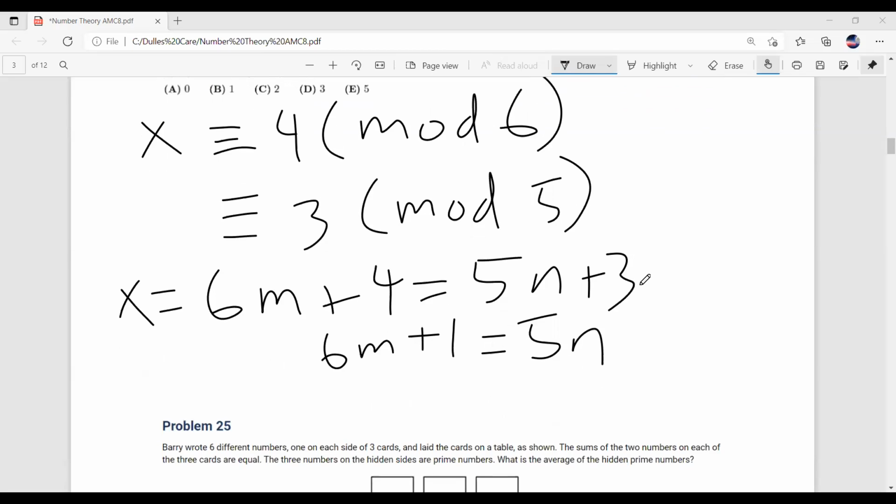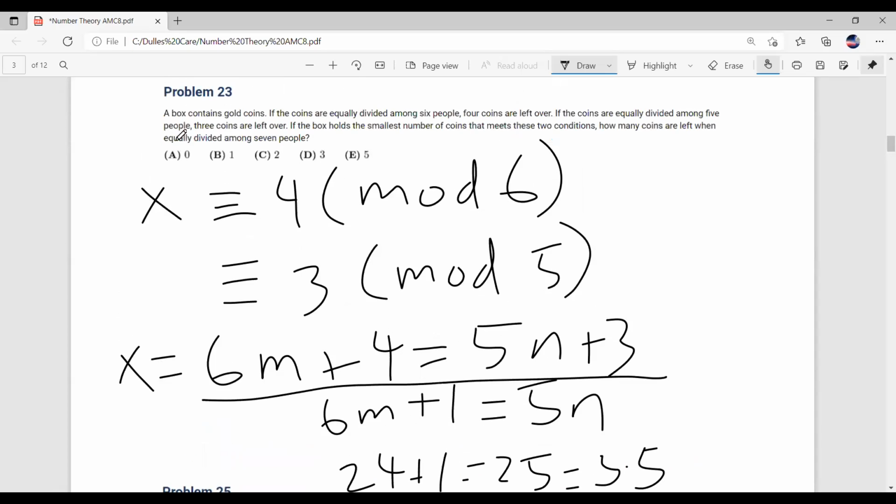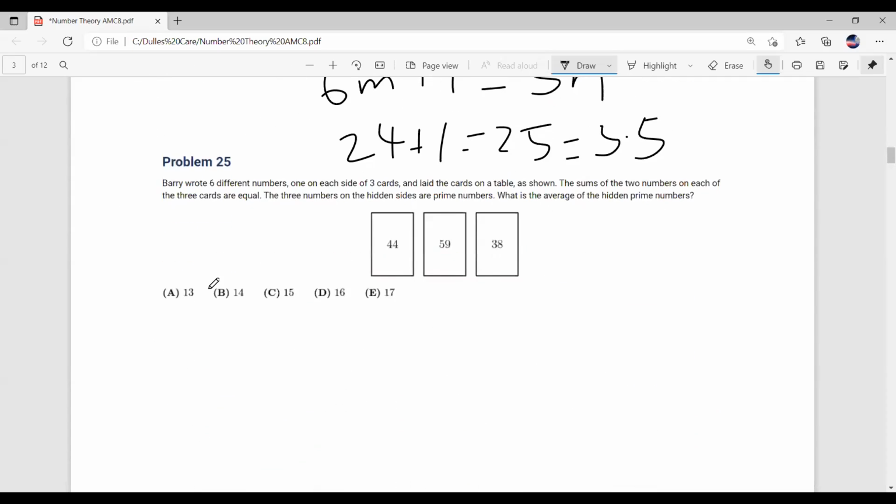Right, so it looks like a lot of people agree. If m is equal to 4, then we have 24 plus 1, which is 25, which is equal to 5 times 5. So n equals 5, m equals 4. If we plug this back in, x is equal to 24 plus 4, which is equal to 28. 28 divided by 7 is 0 remainder, so you get A. All right, good job, y'all.